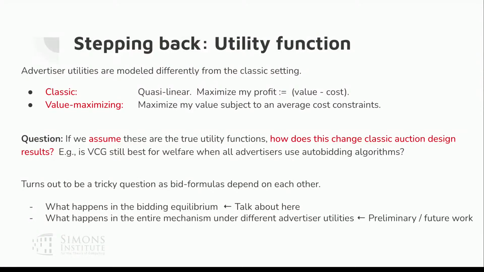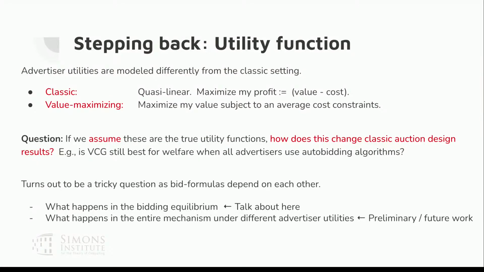If you assume these are the true objectives, how does this change the way you would design an auction? For example, in a classic quasi-linear setting, we know that a second price auction, VCG, would maximize welfare. Does that still hold here? That's the question we will look at. And that whole allocation question is tricky because, as I said, the bid formulas all depend on each other. So it's a dynamic equilibrium system.